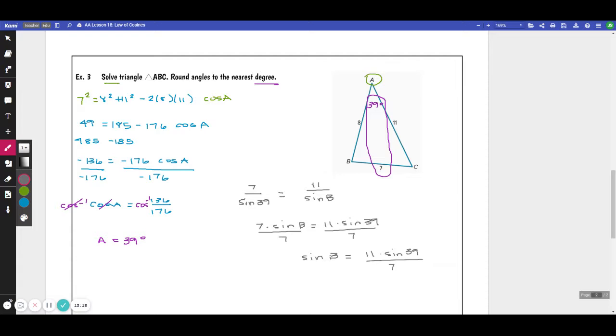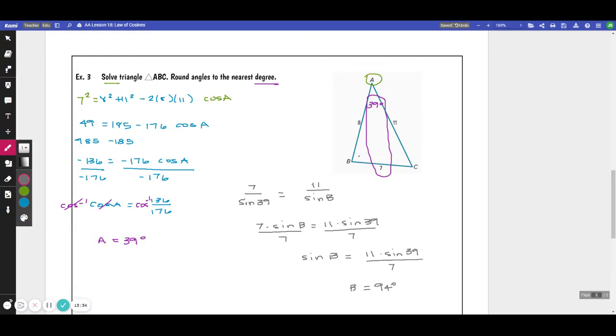To get rid of sine, if we want to try to solve for an angle, we want B by itself. To get rid of sine, we do inverse sine. So we're going to get this as a decimal and then do inverse sine. And B is equal to 94 degrees.